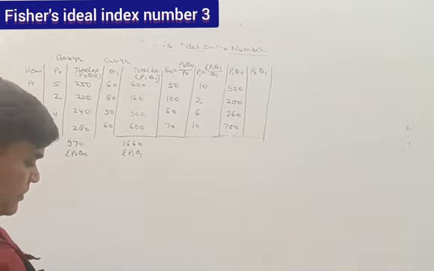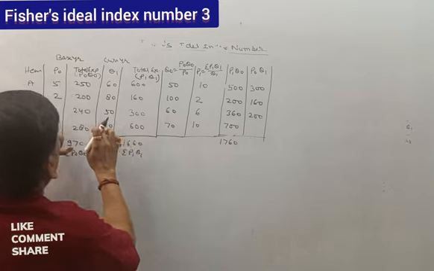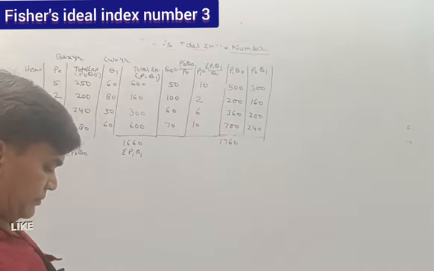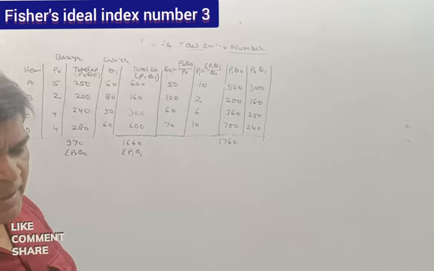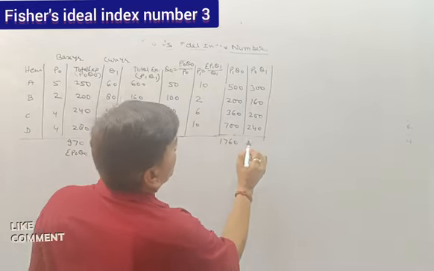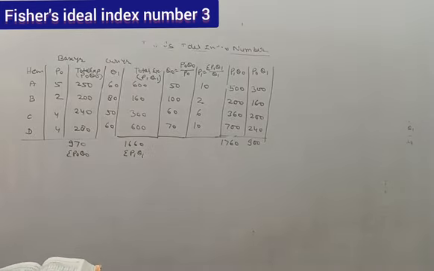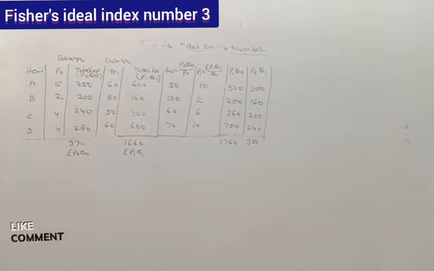P0 is here and Q1 is here. So 5 times 60 is 300, 2 times 80 is 160, 4 times 50 is 200, 4 times 60 is 240. So that is 300 plus 160 plus 200 plus 240, which is 900. So the values are: sigma P0 Q0 is 970, sigma P1 Q1 is 1660, sigma P0 Q1 is 900, and sigma P1 Q0 is 1760.